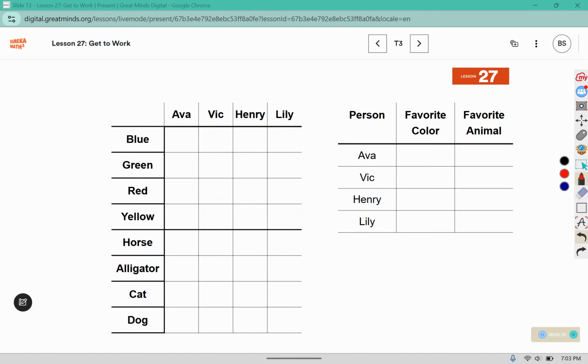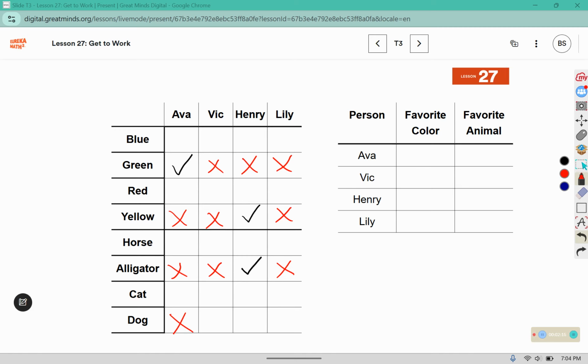The first clue says Henry's favorite color is yellow and his favorite animal is an alligator. So that means that no one else can have yellow or the alligator. Number 2, Ava's favorite color is green. So no one else can have green because no two people have the same. And it says she does not like dogs. So we're going to cross off dog for Ava.